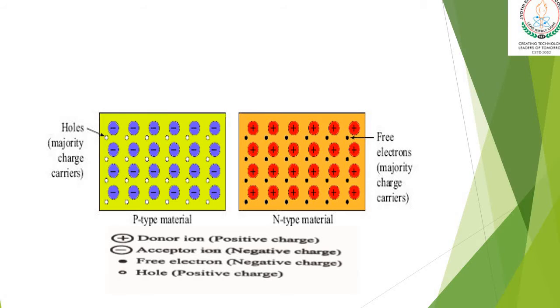And since this impurity atom is ready to accept an electron, we call that the acceptor ion, which is given by the blue circle with a negative sign.